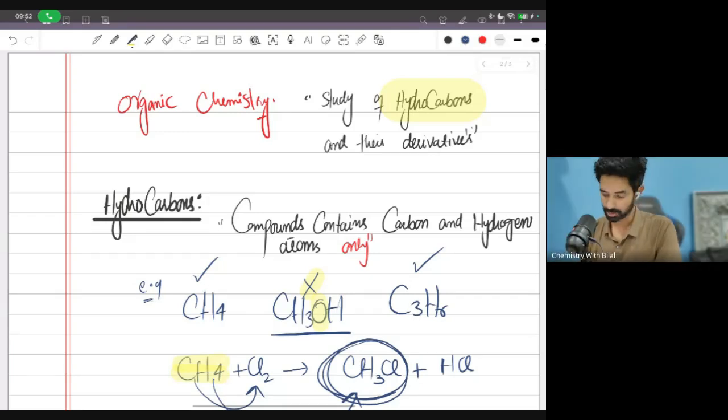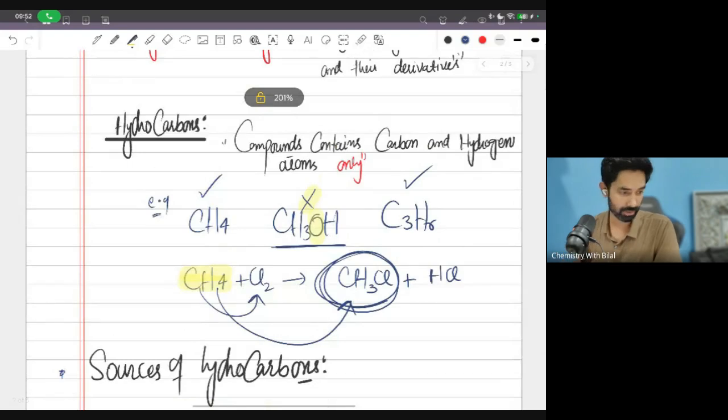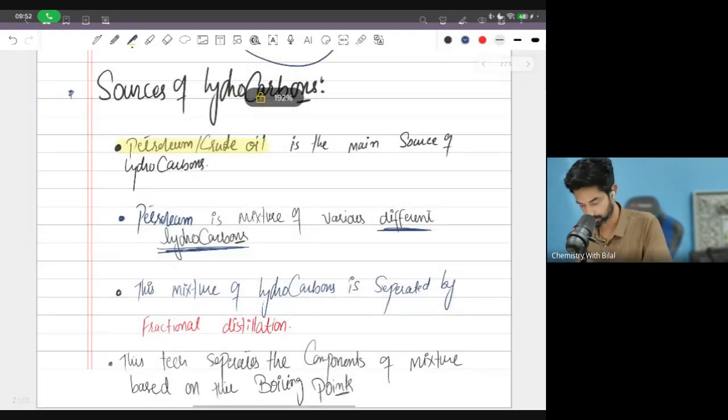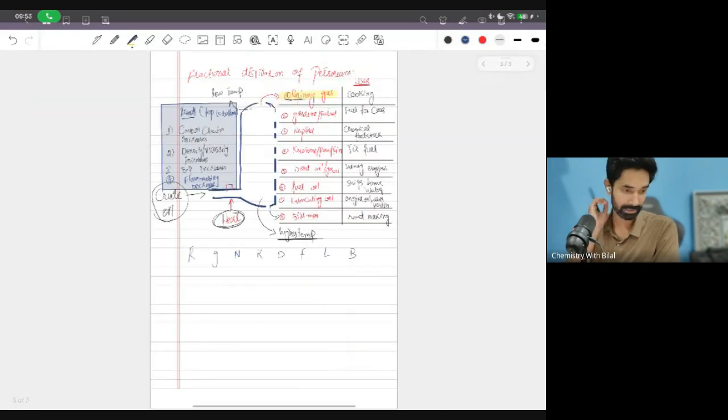Okay. So hydrocarbons are compounds entirely based on carbon and hydrogen. What is the main source of hydrocarbon? It is petroleum, also known as crude oil. It is the main source of hydrocarbon. What is crude oil? It is a mixture of hydrocarbons. How do we separate the mixture? A technique called fractional distillation. How does this work? It works on the difference of the boiling point of each fraction. The fraction with the lowest boiling point will be distilled off first and collected at the top.